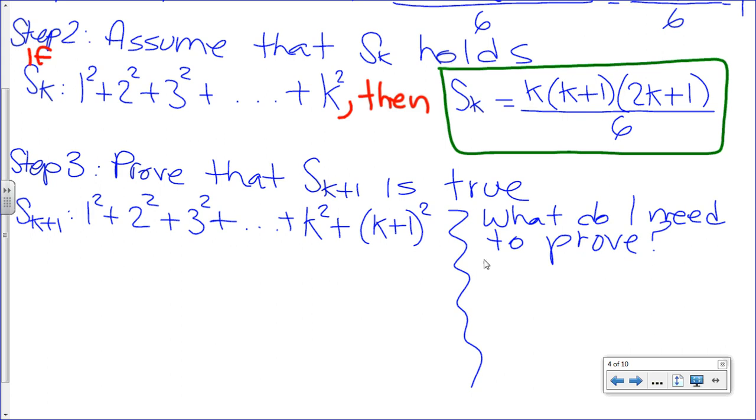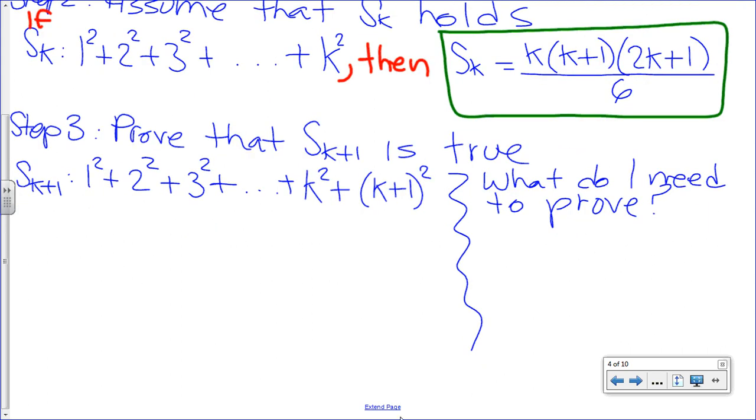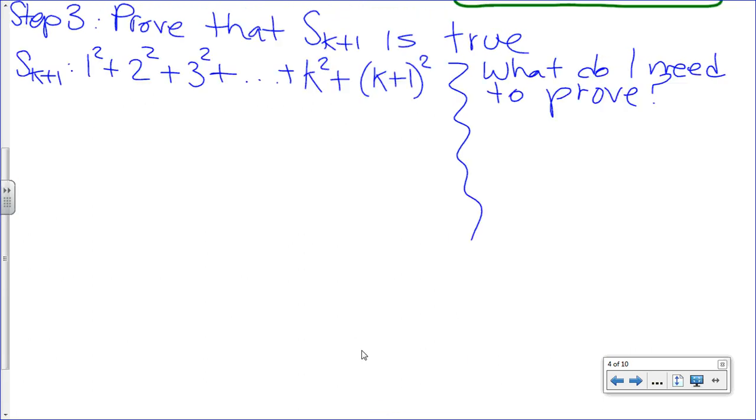This is the step that the book doesn't really help you with. But I've done a lot of these things. A lot of my classes in my bachelor's were about doing proofs like this.